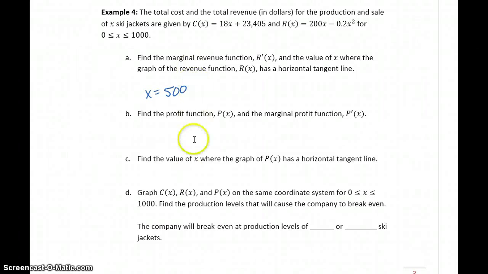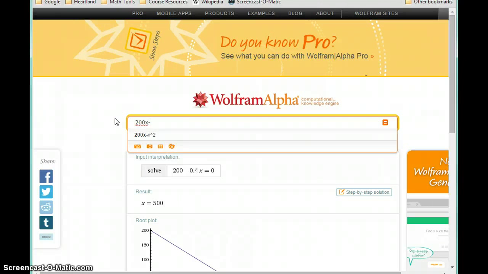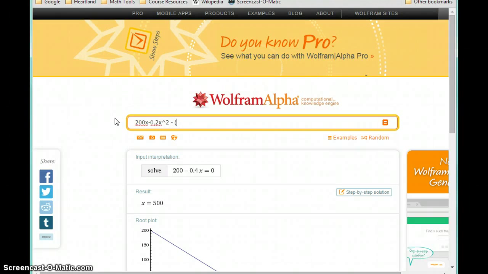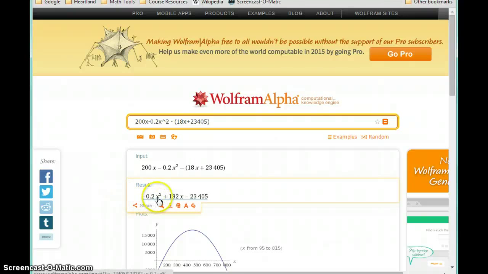Next, we want to find the profit function and the marginal profit function. So to do this, we want to keep in mind that profit is revenue minus cost. So if we take 200x minus 0.2x squared and then subtract in parentheses our cost function to make sure we're subtracting that entire function, this gives us a profit function of negative 0.2x squared plus 182x minus 23,405.